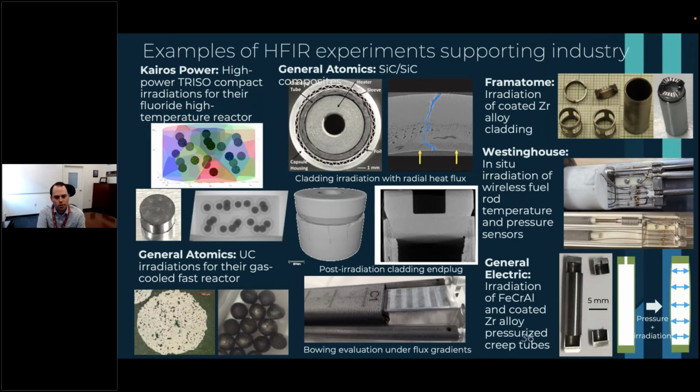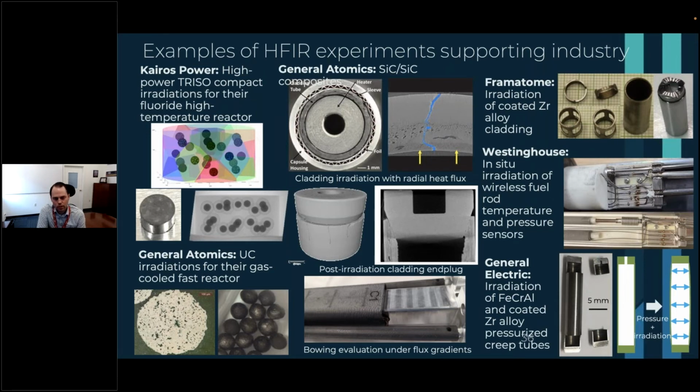General Atomics has partnered with us in several projects. The first I mentioned is uranium carbide irradiations for their gas-cooled fast reactor. And then the other would be in the general area of SiC composites. The examples I show are cladding tube irradiations with a high radial heat flux for light water reactor cladding applications.